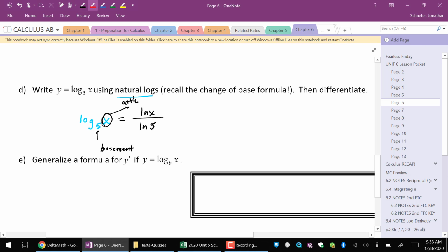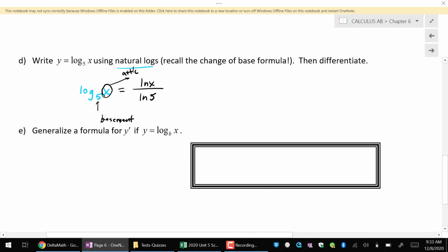And let's get more clever here and rewrite this. I'm going to circle here the number 1 over ln 5. I'm just going to be a little bit more creative with the way that I write this. So 1 over natural log of 5 times the natural log of x is really what I wrote. And this 1 over ln 5 is a number. That's simply a constant.